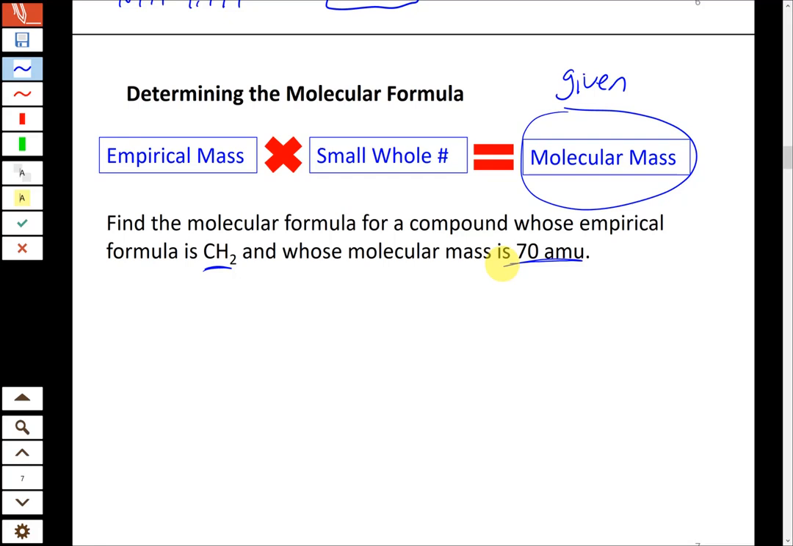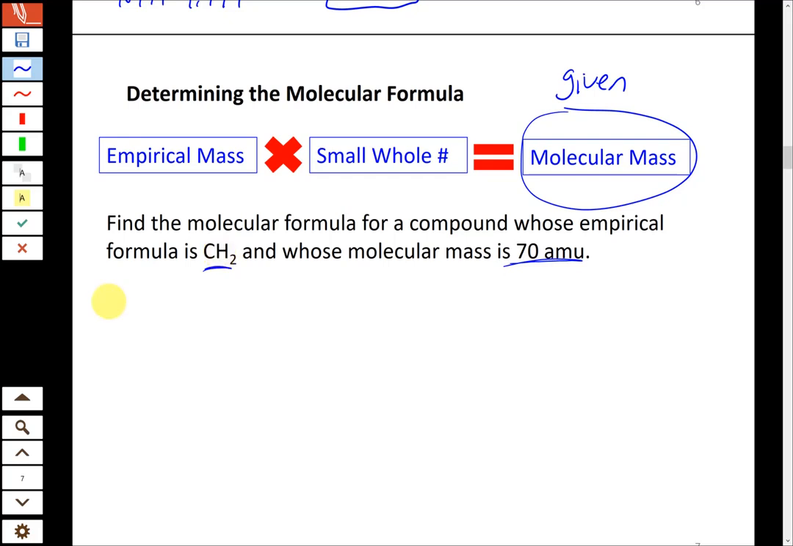As I said, what we'll usually do, and we're going to piece that together in a little bit, is you're going to use mass percentages or mass composition to get your empirical formula. We're going to give you the molar mass of the compound, or the molecular mass, and then you're going to use those together to figure out what the correct molecular formula is.